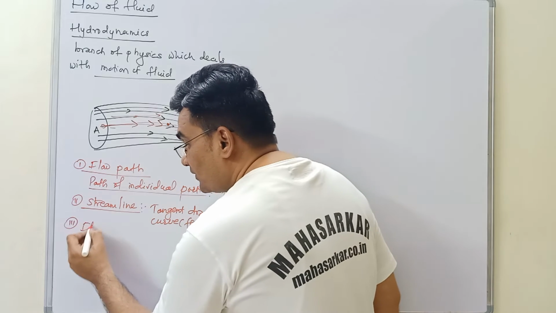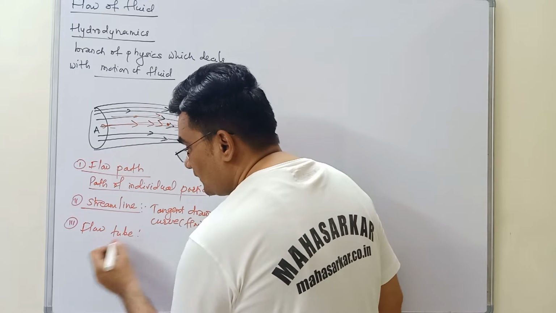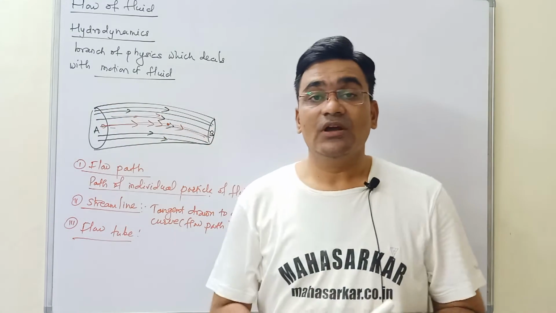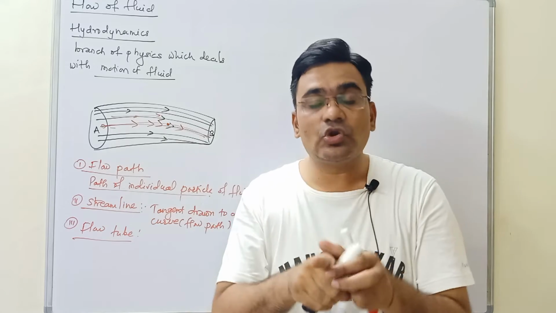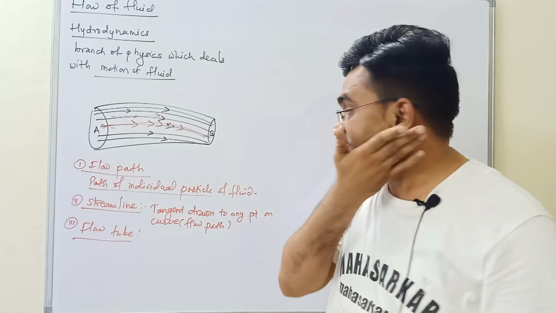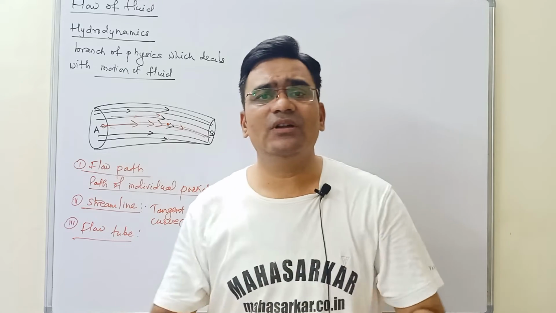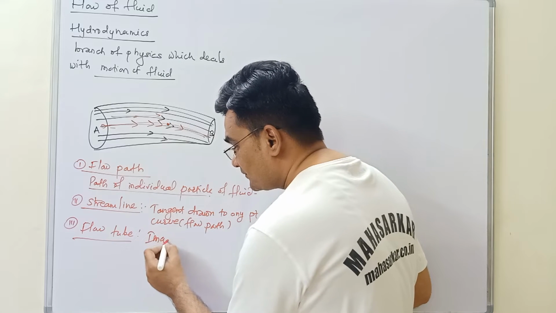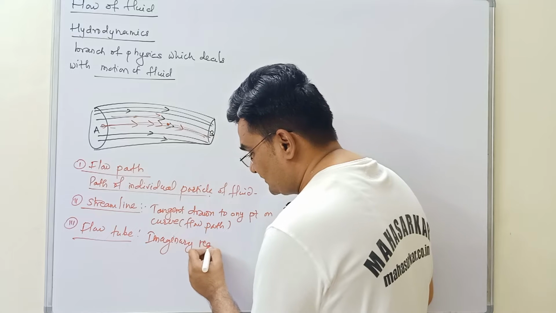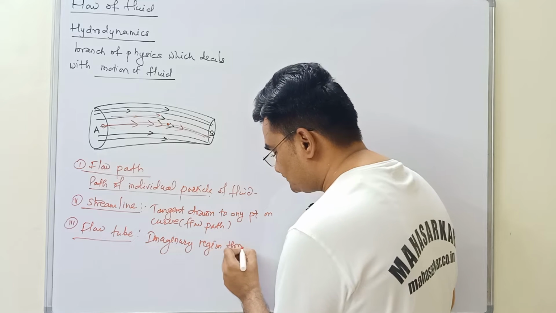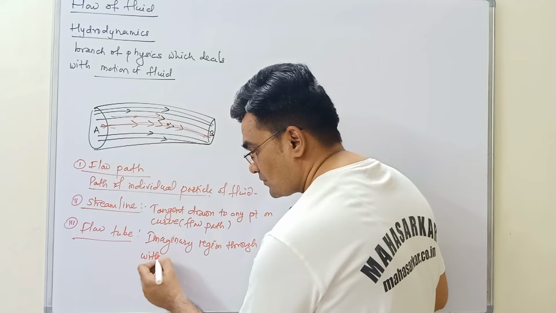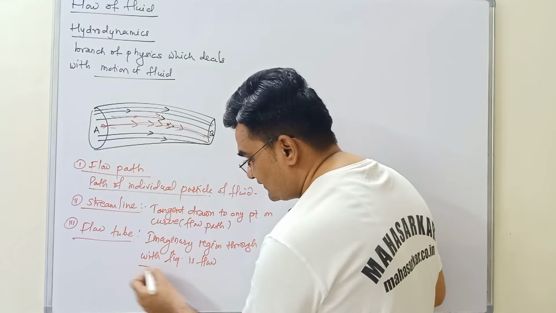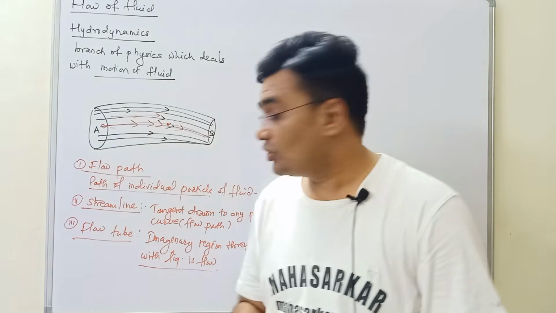And the third is flow tube. The third is what? Flow tube. What is the flow tube? Now here I can say this imaginary pipe is nothing but the flow tube. The imaginary region through which the flow of liquid takes place is called the flow tube. It may be rectangular, whatever the shape is, that tube is called the flow tube. So it is the imaginary region through which the flow of liquid takes place.